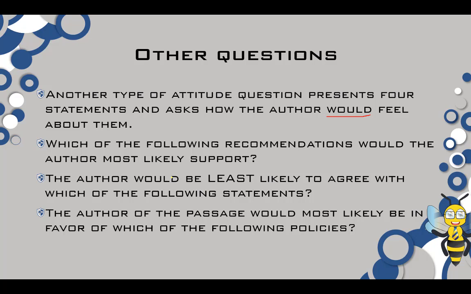Okay. Also, you could find questions like the author would be least likely to agree with which of the following statements, or the author of the passage would most likely be in favor of which of the following policies. Okay, so these opinions are never mentioned in the reading, but you need to identify the attitude of the writer to answer the questions, okay? Or the position of the writer.